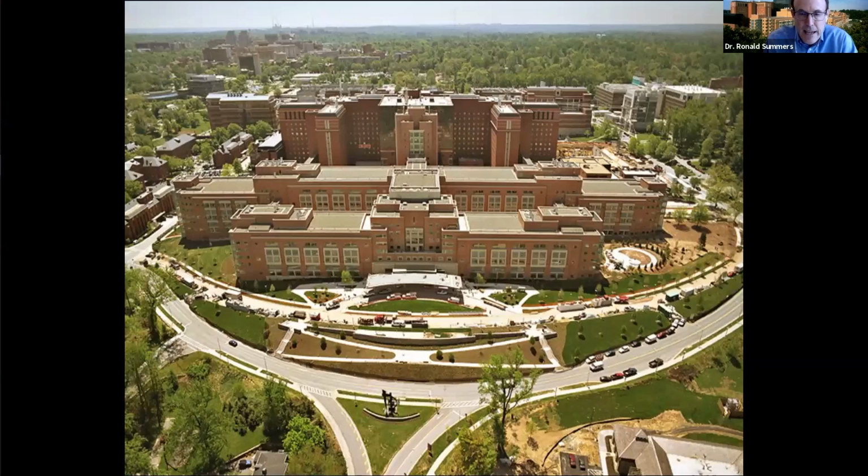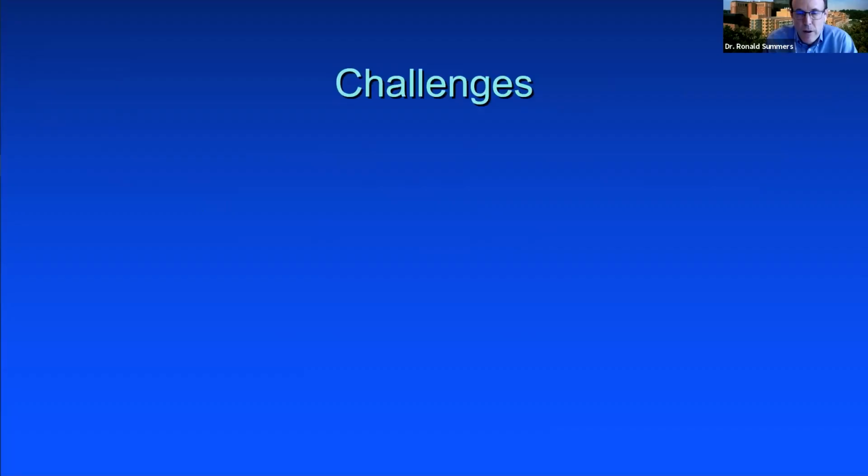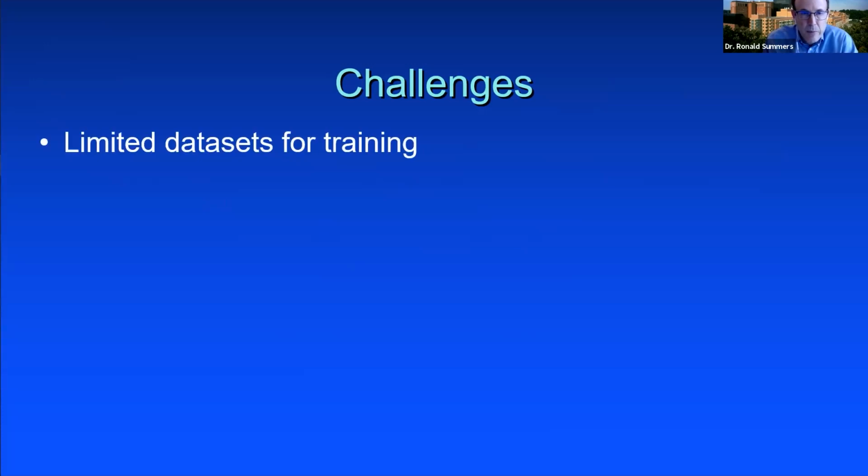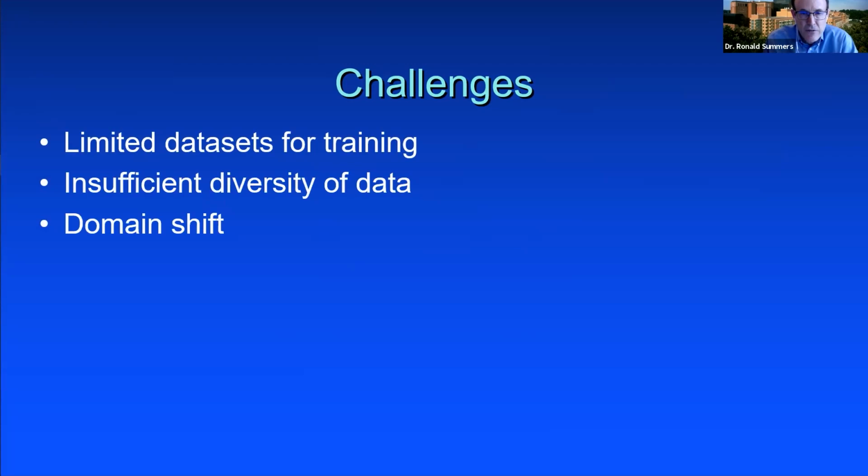I'm a radiologist and I have an AI lab at the National Institutes of Health Clinical Center outside of Washington, D.C. Next slide. We've been investigating many of the challenges in AI in body imaging. Some of the challenges we've been up against are limited data sets for training, the insufficient diversity of data that's available, and the problem of domain shift, where differences in patient populations or scanners lead to difficulties for the AI system in finding abnormalities on images from a different hospital or a different part of the country.